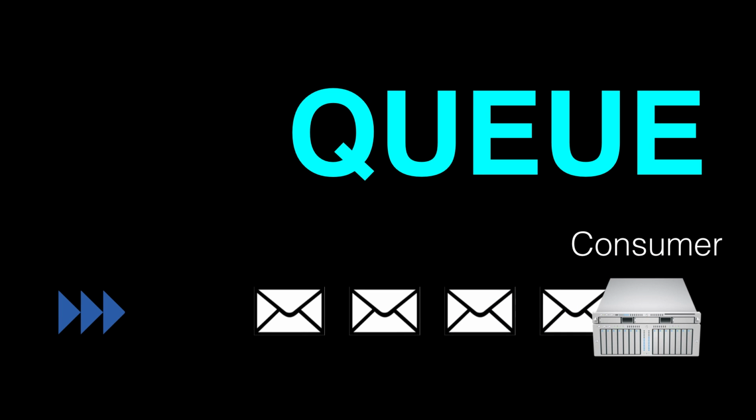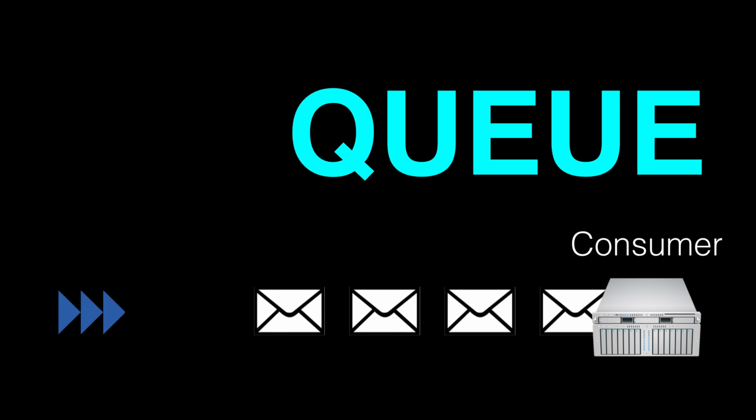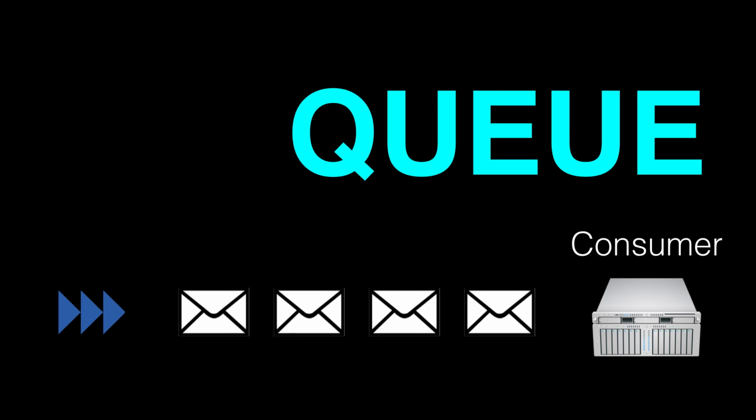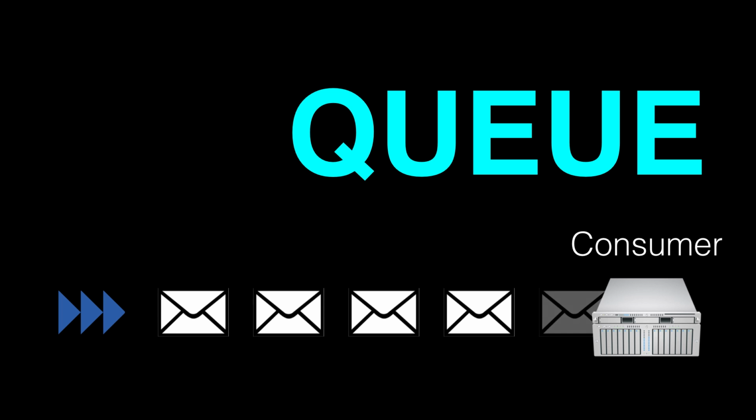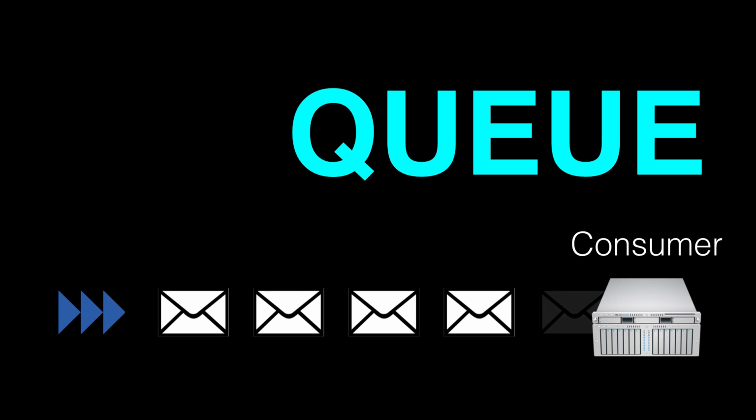If your message can be received by only one consumer, you need to use a queue. A queue guarantees delivery to one and only one consumer. If more than one consumer is connected to the queue, only one consumer gets the message. It's first come, first served.